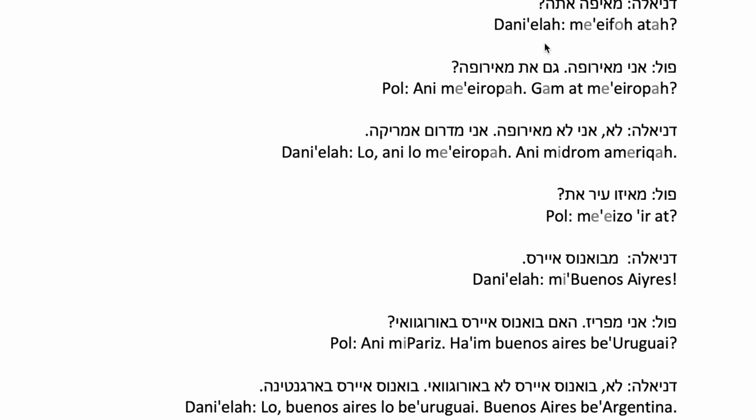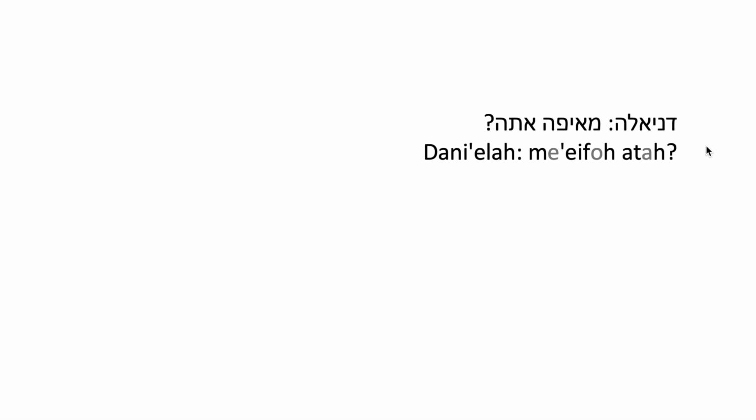So Daniela starts out saying, let's take this again, sentence by sentence. She says, מאיפה אתה? Let's go down here and take a look at this a little bit more closely. So Daniela says, מאיפה אתה? So, מאיפה means where. Literally, me means from, and efo means where. So literally it means from where.